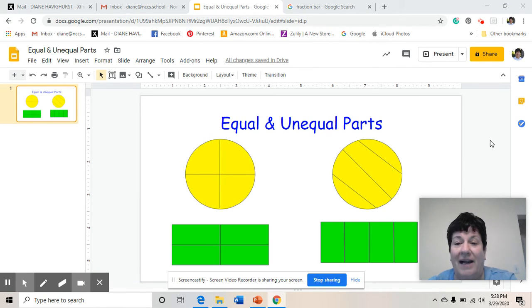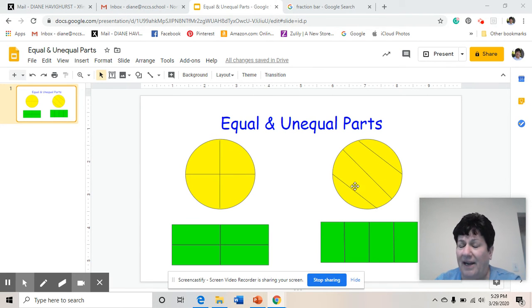So we were working on fractions. And if you remember, anything can be a fraction as long as it can be divided into equal parts. Today we're going to talk about the equal and unequal parts. For instance, we have the circle here. And this is divided into 4 equal parts. You can see them: 1/4, 2/4, 3/4, 4/4. So we can label each one of these a fourth.